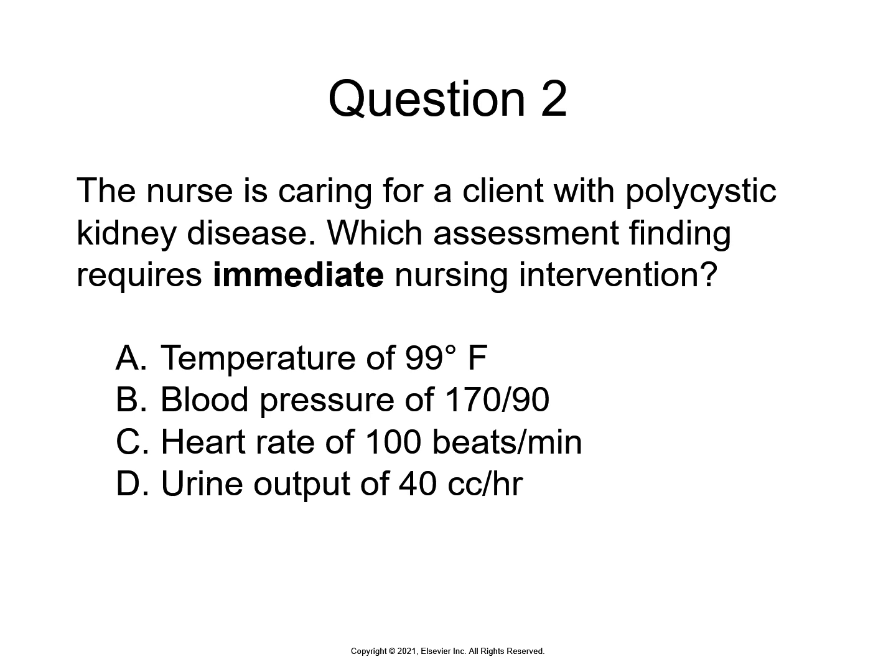The nurse is caring for a client with polycystic kidney disease. Remember what that is. All those cysts that are in the kidney and destroy the nephrons. Which assessment finding requires immediate nursing intervention? Immediate. Oh, and please, Lord, don't let them miss this one. Please, please. The temperature has no meaning here. What requires immediate nursing intervention? What do we have to control? What is the most important thing that we have to control?